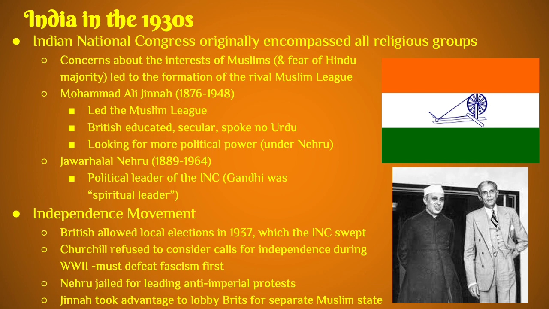So the independence movement continues throughout the 1930s. The British acquiesced in '37 and allowed for local elections, so local Indian leaders are allowed to have some political power. The Indian National Congress swept those elections, including in the areas that were majority Muslim. So there wasn't a lot of popular support for the Muslim League. This was sort of Muhammad Ali Jinnah's way to try to gain political power.